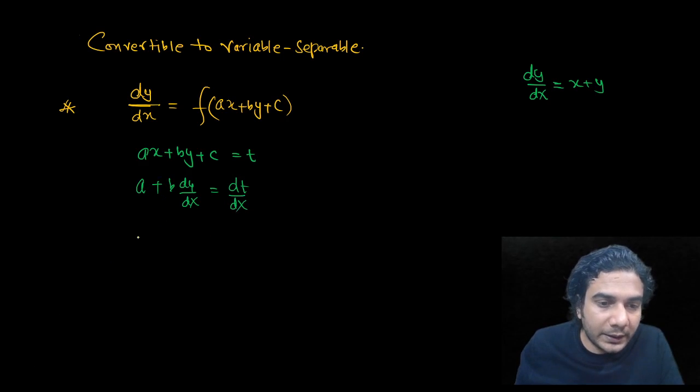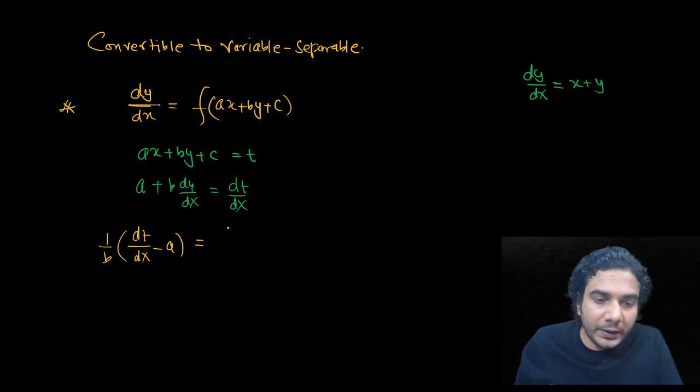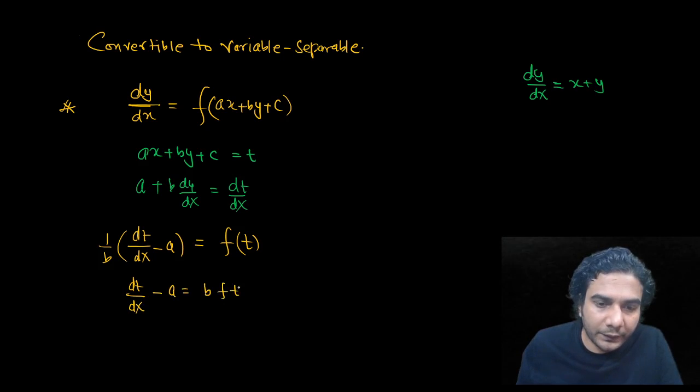So dy by dx can be written as dt by dx minus a, divided by b, and this will be equal to f of t. And then you will have dt upon dx minus a is equal to b times f of t. Now you can see it is only a function of t, so it is done now. dt upon dx is equal to a plus b f of t.